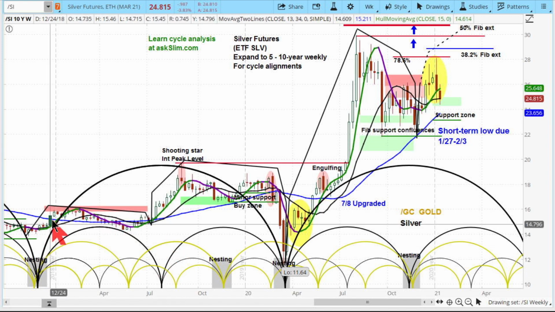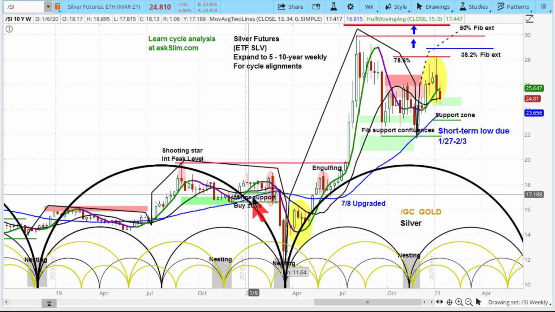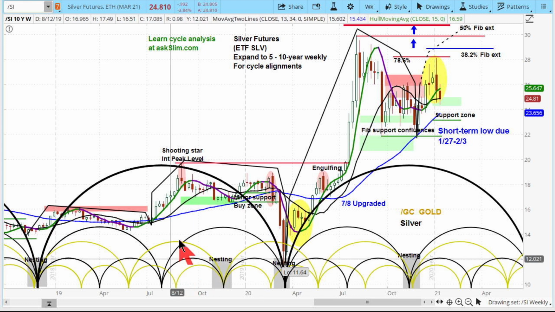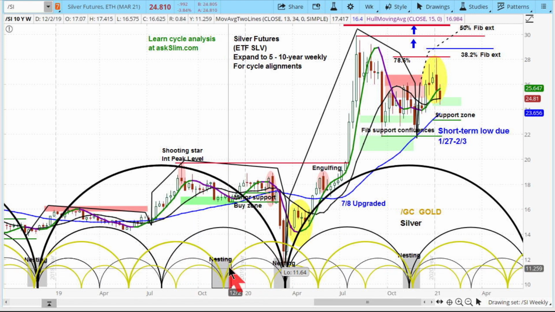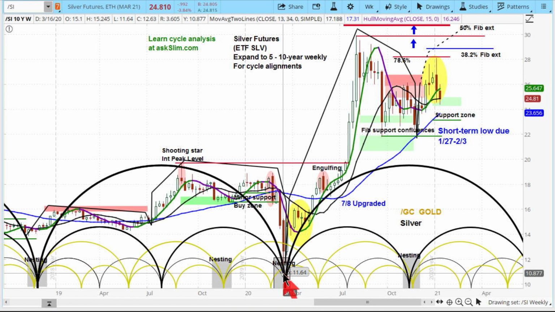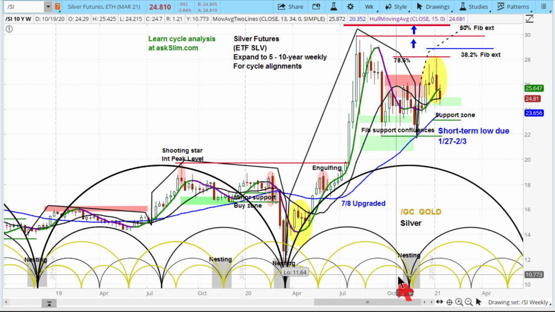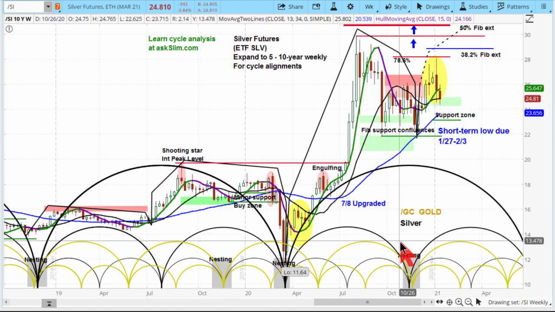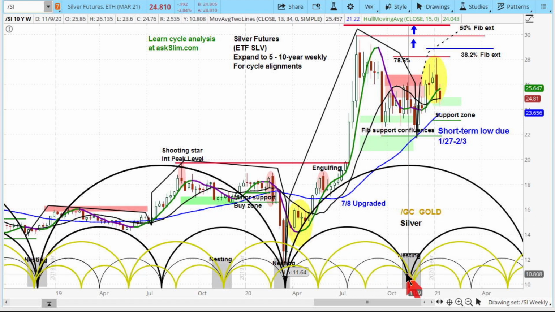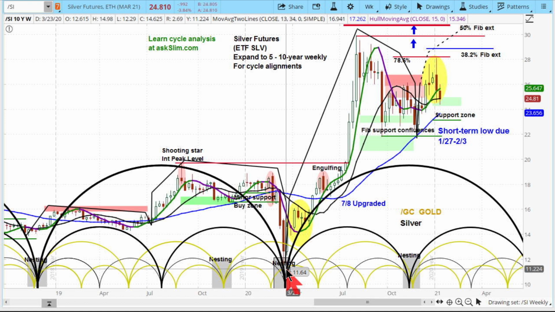This great big cycle right in here, we call that the dominant. This is the intermediate right here, and there is a minor. We're looking at the black ones in here, and the gold ones, well, those are gold. So we have silver overlaid with the gold cycle, and they were all nesting right in here. There was a period of nesting right in here, and that brought a big rally. The same thing right over here.